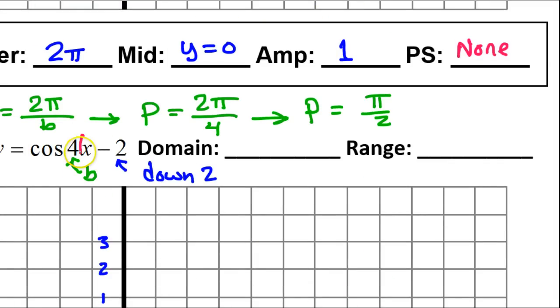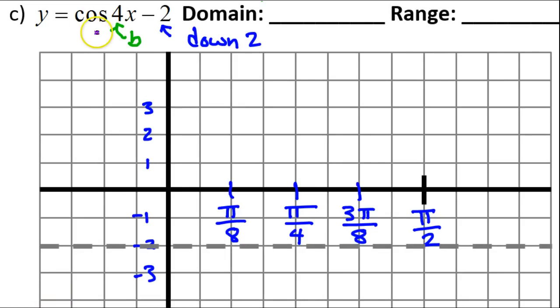Okay, if this were in parentheses, then I'd have a phase shift of 2 to the right. But without parentheses, it's like this is a vertical translation. So let's start graphing. The cosine function does not start at the midline.